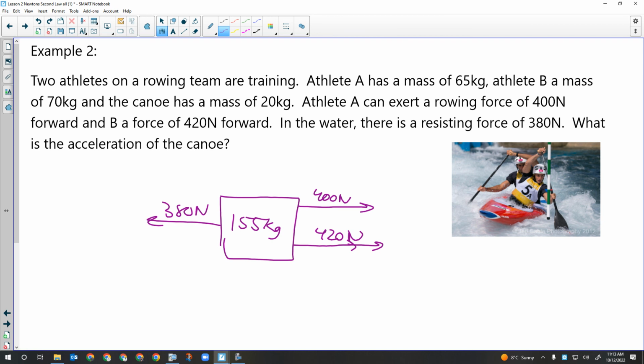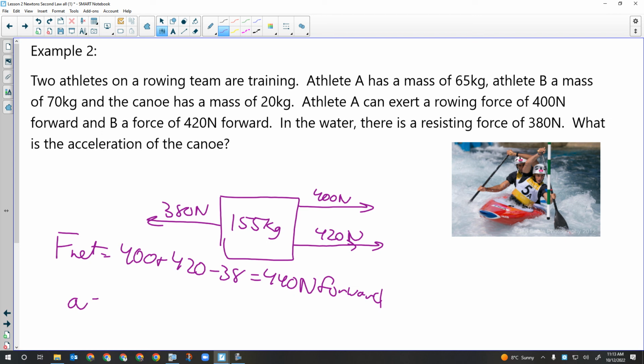Then 380 newtons. Okay, so we got 820 going forward. Minus 380 should give us 440. Okay, F net equals 400 plus 420 minus 380, 440 newtons forward. Okay, so we've got that. Now we can calculate the acceleration. It's just going to be F net, 440, divided by 155 kilograms. I did that right? Yeah. Okay.